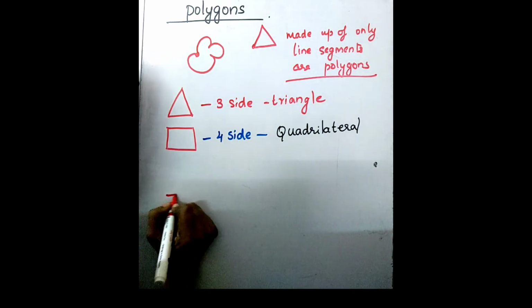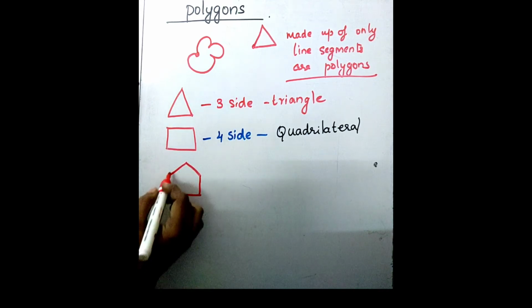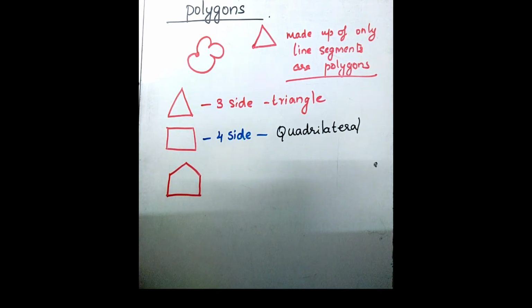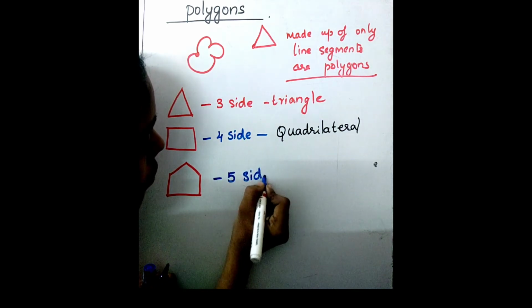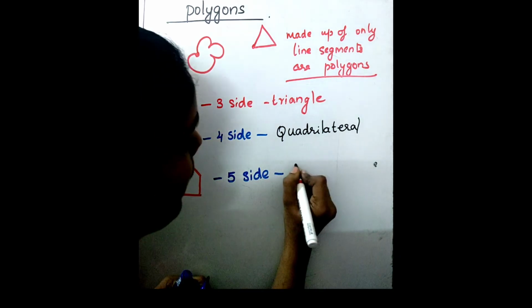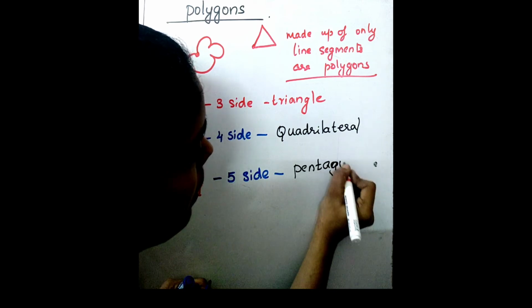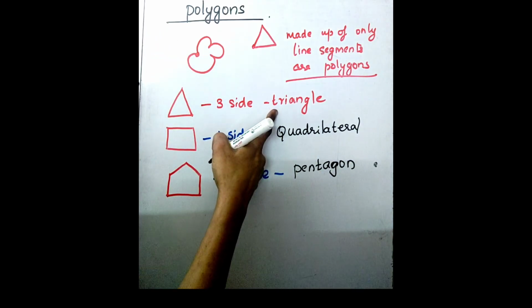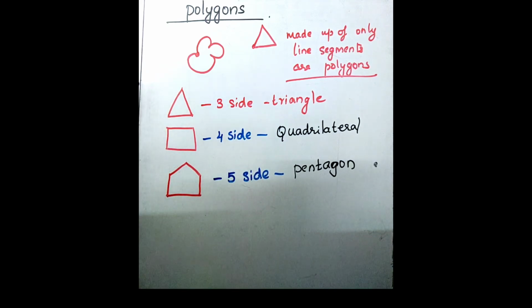Then another figure. This has 1, 2, 3, 4, 5 sides. So this type of five-sided figure is called a pentagon. Three-sided triangle, four-sided quadrilateral, five-sided pentagon.